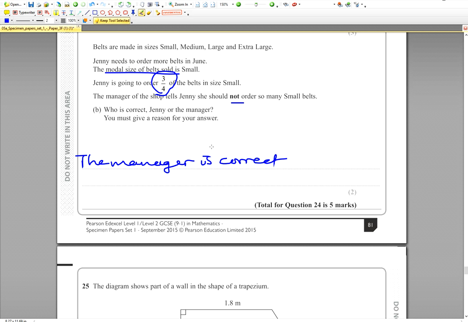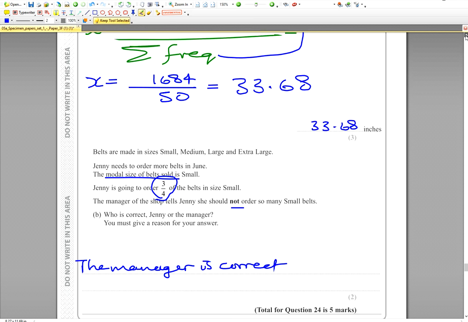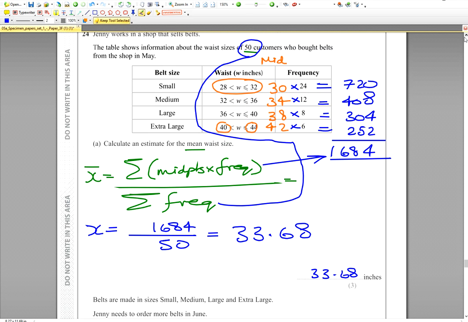Now, if you look over here at the back of the table, for the small size we only had 24 out of 50. So 24 out of 50 is approximately half. So half the orders were small, and she wants to order 3/4. So that's too big, isn't it? That's what we have to write down here.